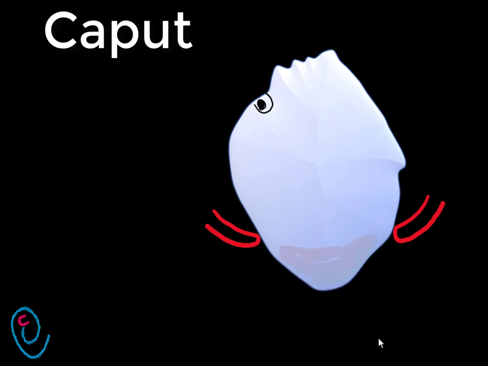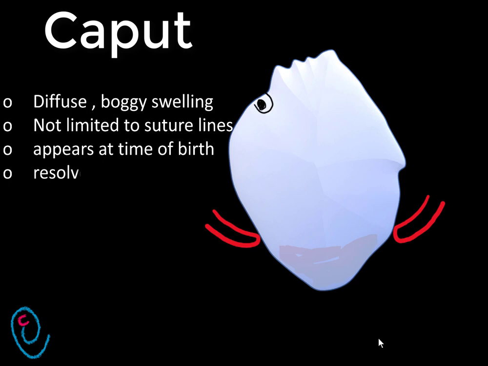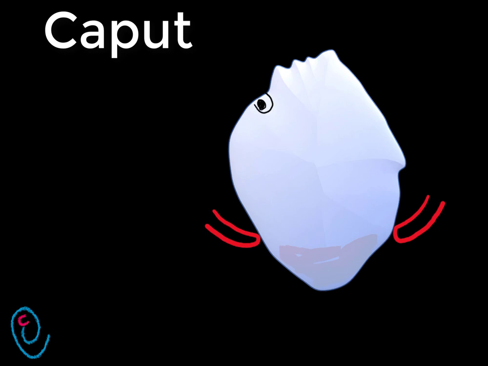This swelling is described as diffuse, boggy swelling, not limited to suture lines. It appears at time of birth and resolves within 24 hours. It contains serosanguineous fluids and the Caput has no complications. Caput formation signifies a static position for a long time. Also, its location gives an idea about the position and the degree of flexion of the fetal head.